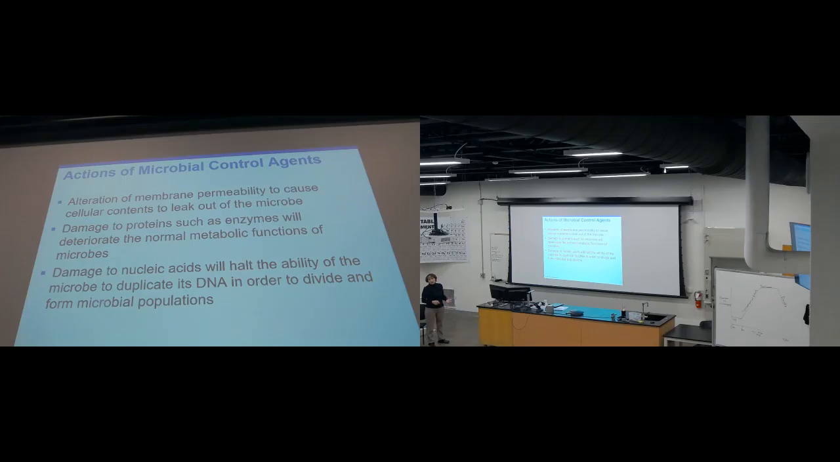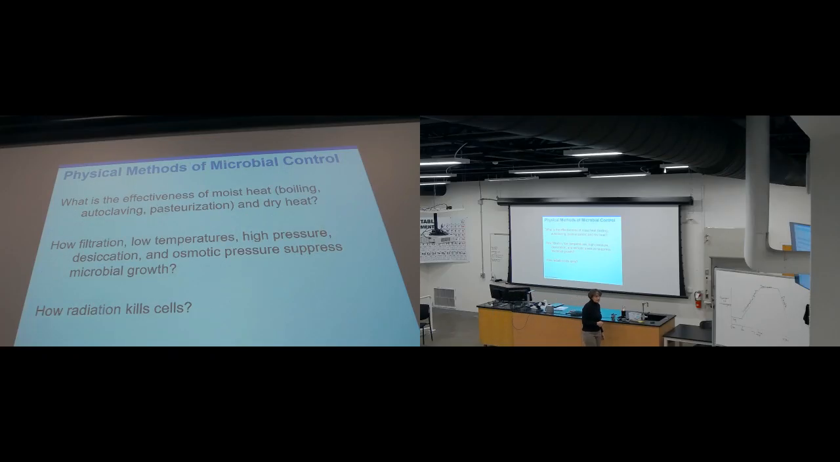And then you can target multiple things. If you use a chemical disinfectant, sometimes you can damage the lipids, and at the same time, if they have a cell wall, you can damage the cell wall, and the plasma membrane, and you can damage the ribosomes or the enzymes, which are made out of proteins.